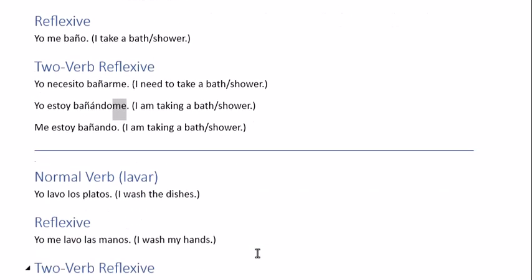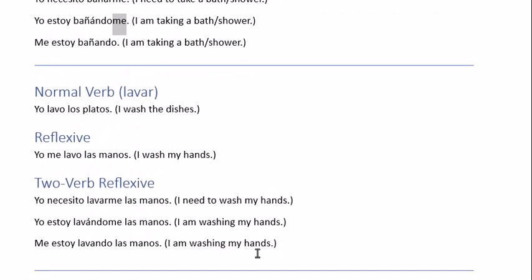All right, let's look at a couple of others. So let's look at lavar. Lavar means to wash. So you can say yo lavo los platos. I wash the dishes or plates. Right? But if you're washing your hands, you're doing that action to or for yourself, right? So you would say yo me lavo las manos. We've got that reflexive pronoun in there signifying that we're doing that action to or for ourselves now. All right, what about two verb situations?